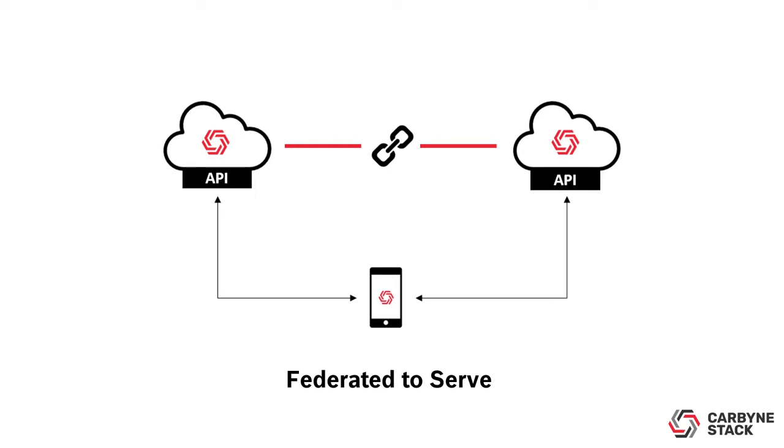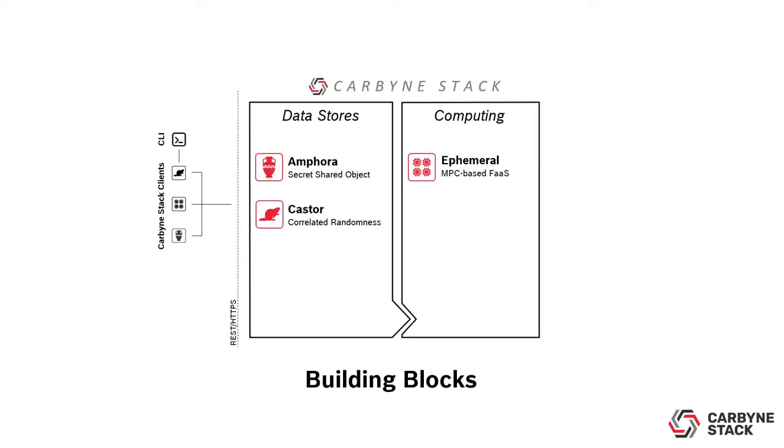In the following, we refer to MPC parties as virtual cloud partners, VCPs, that jointly provide MPC services in a virtual cloud. Building blocks. Each VCP hosts an instance of the Klyshko, Amphora, and Ephemeral services, which provide data storage and processing functionalities. All services provide REST interfaces that can be accessed by the respective clients, which are also bundled within the Carbyne Stack command line interface.